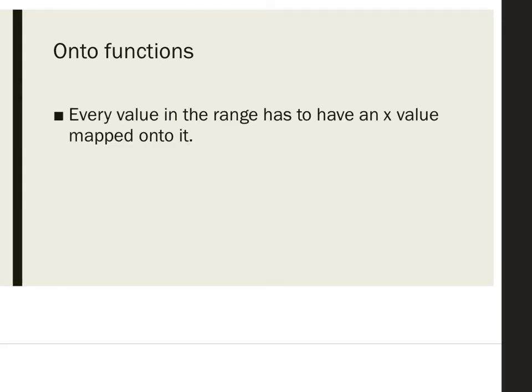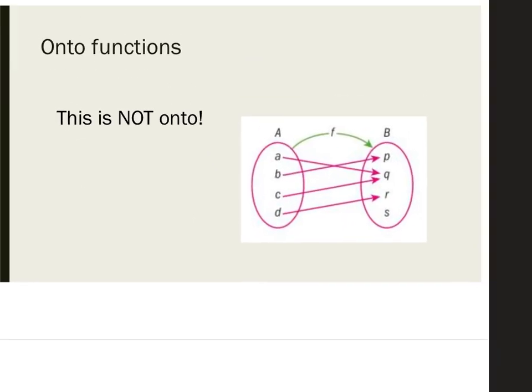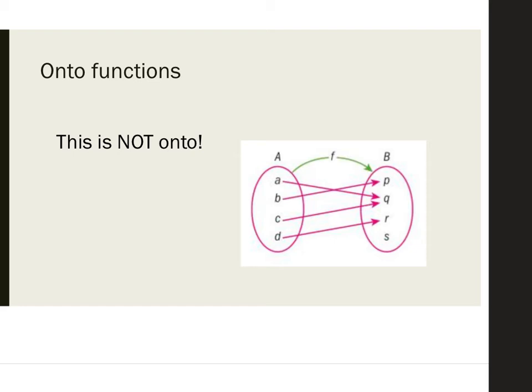Now we need to talk about something that is called onto. Onto means that every value in the range, every y value, has to have an x value that is mapped onto it. So take a look at this. This is not onto. This does not qualify as onto because of this one little element right here. That element in the range has nothing mapped onto it. It's not onto.